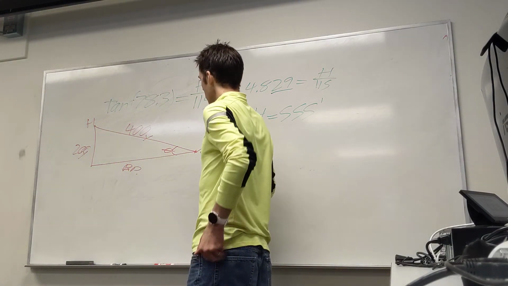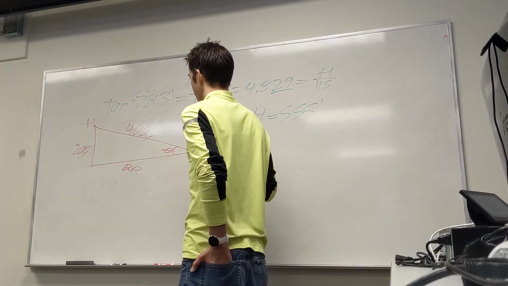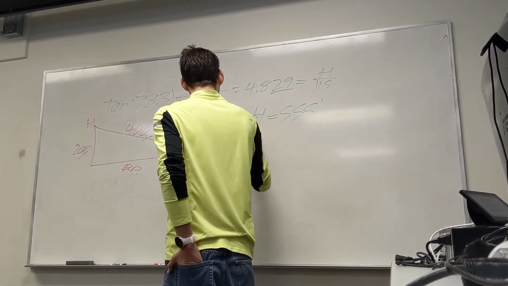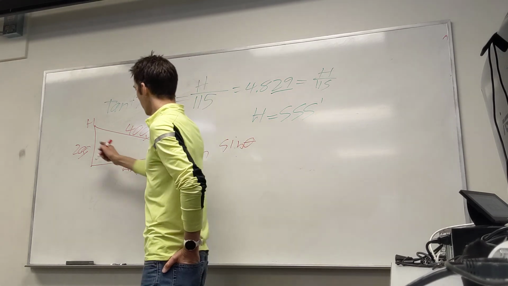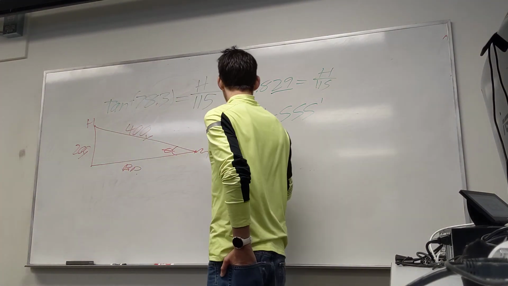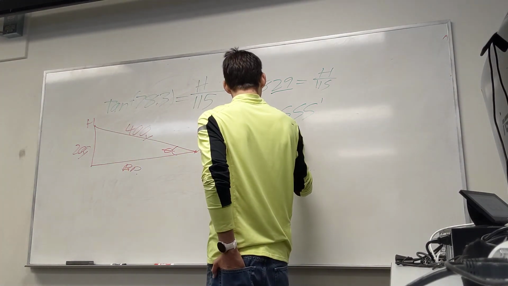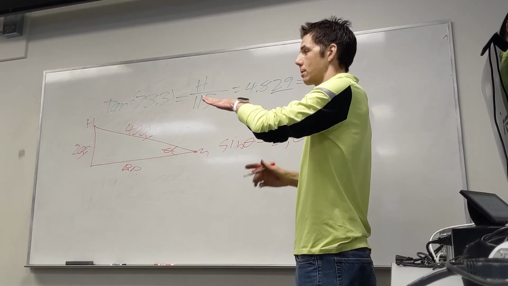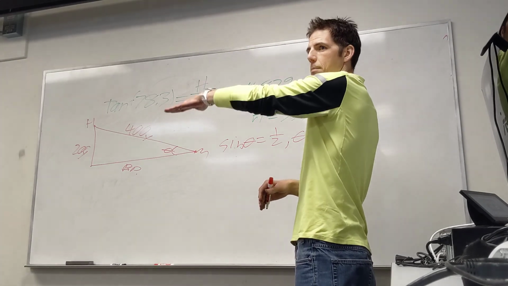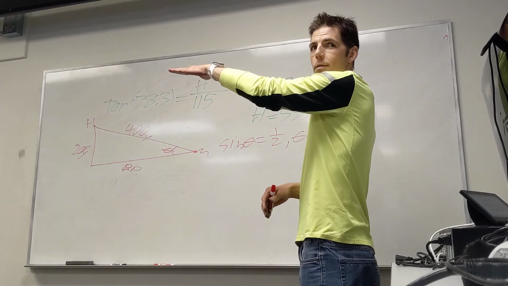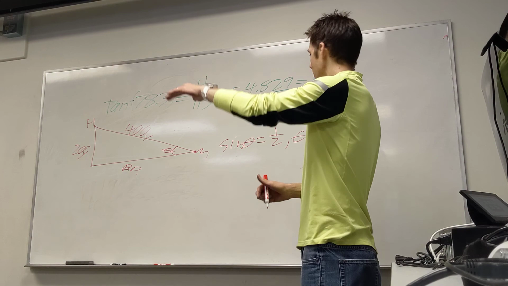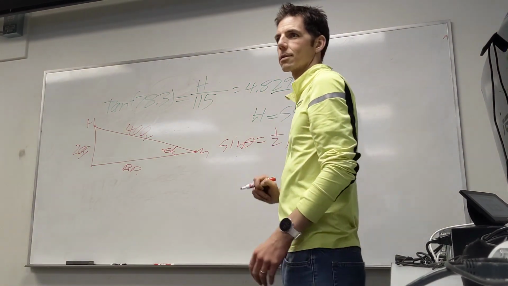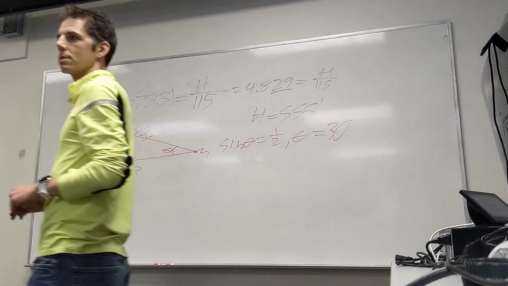So sine of theta, sine being opposite over hypotenuse, equals 1/2. So theta is, just remember, unit circle. Theta is 30 degrees. Remember, sine of 30 degrees is 1/2.